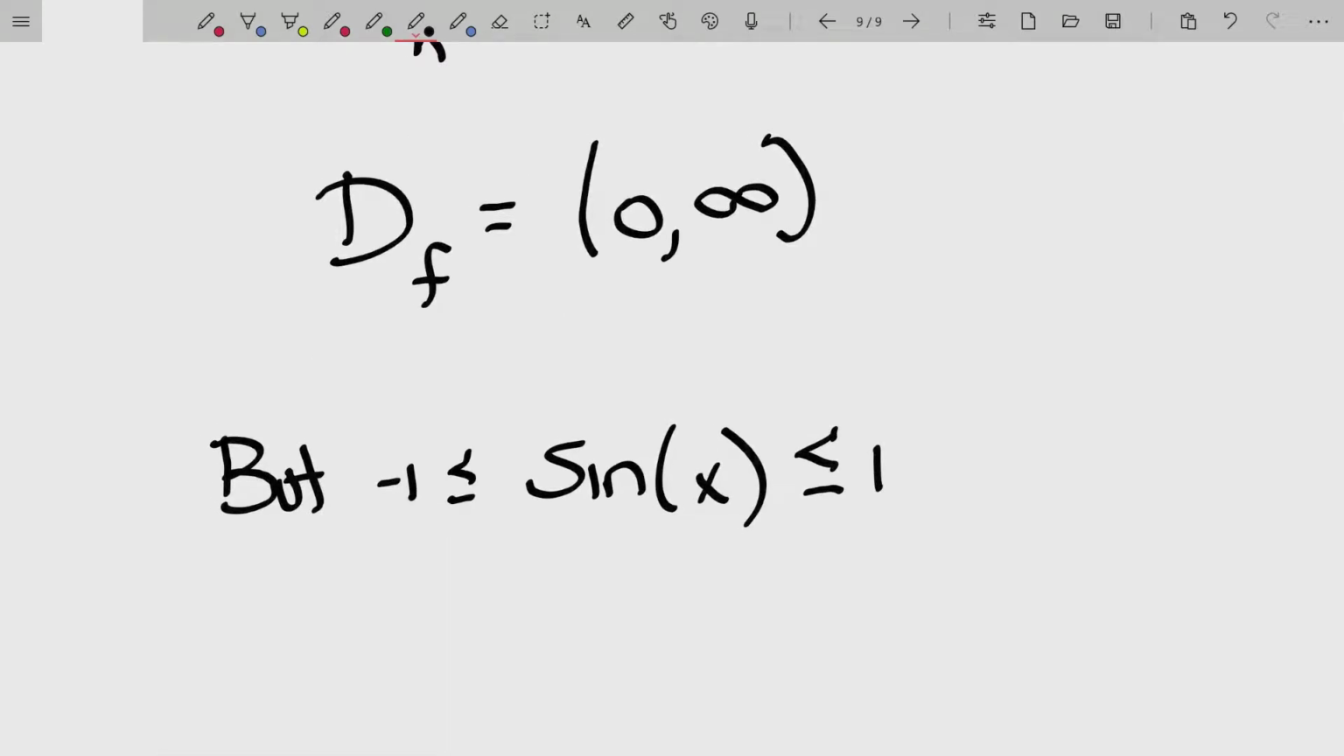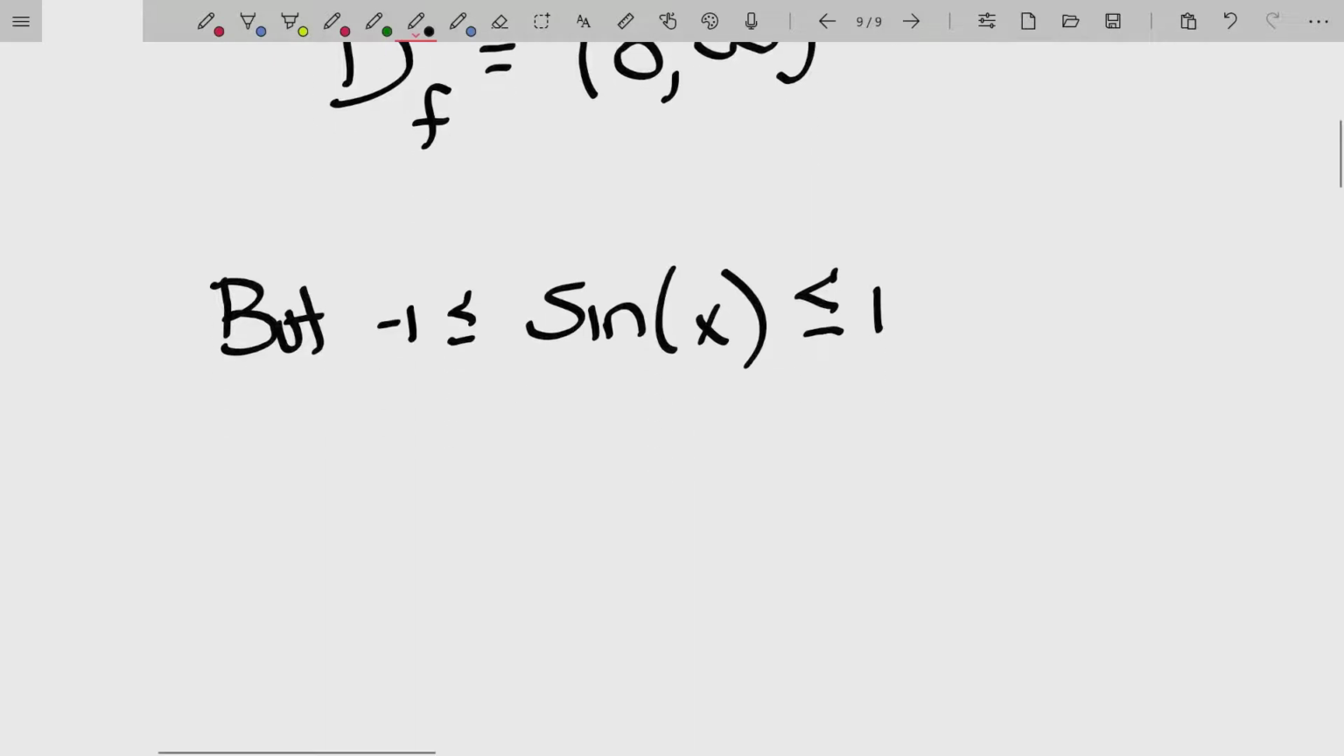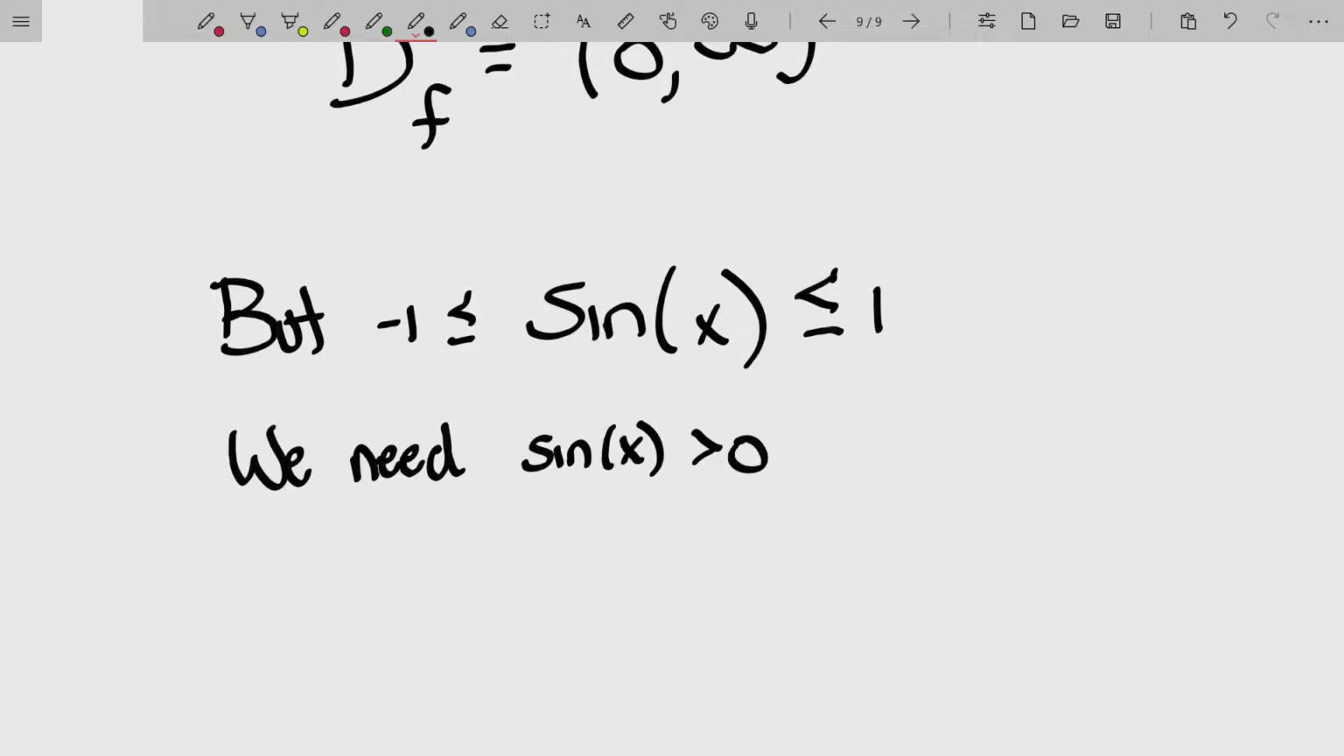And so we're going to have to restrict our domain for sine so that it can only return positive values. And to do this, it's going to require graphing the sine and taking a look at patterns. Remember, we need a sine of x to be positive. So let's graph the sine of x.